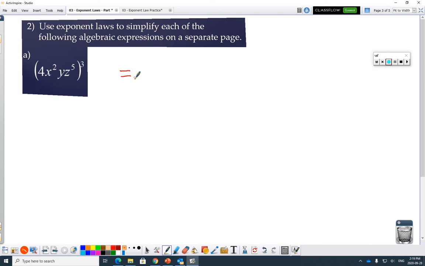And I'm going to say it again. Which items inside the bracket get exponent 3 when you got an exponent 3 on the outside? All of them. Tried to say that a bunch of times this afternoon. So everything gets exponent 3. So 4 gets exponent 3. X squared gets exponent 3.